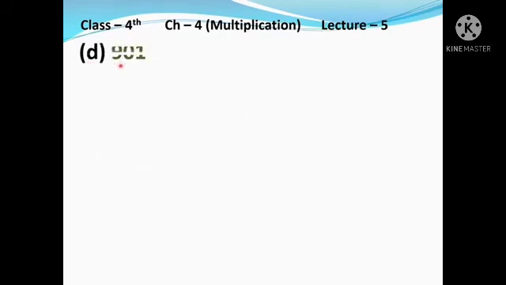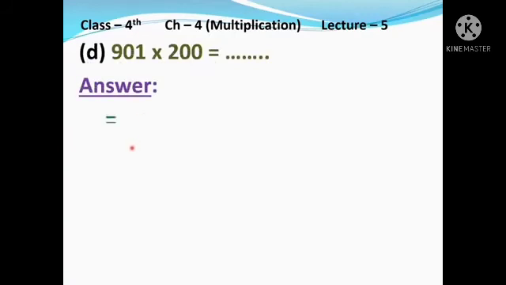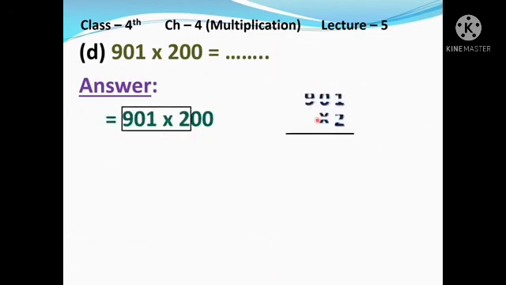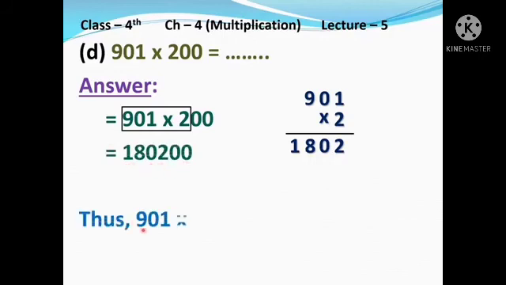Now D part 901 multiply 200 equal to dash. Write down answer equal to 901 multiply 200. First multiply 901 by 2 and then place 2 zeros to the right side of the product. So multiply 901 by 2. See 2 ones are 2. Write 2 here. 2 zeros are 0. Write 0 here. 2 nines are 18. Write 18 here. So 901 multiply 2 equal to 1802 and then place 2 zeros to the right side of the product. So write down equal to 1,80,200. Thus 901 multiply 200 equal to 1,80,200. Clear?